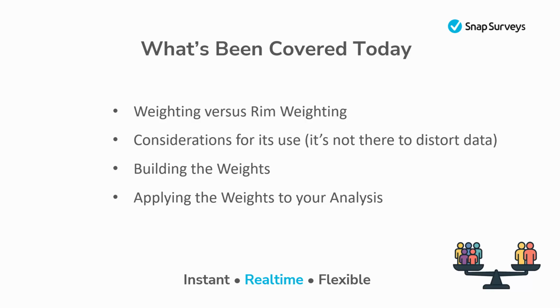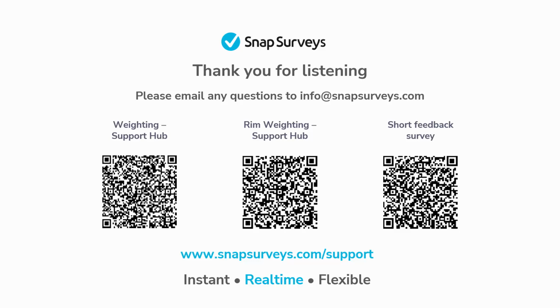Okay, that's everything I wanted to show you today. A very quick recap of what's been covered. We've talked about why rim weighting is likely to be more useful than standard weighting. We discussed the reasons why you might use it, and hopefully I've stopped you from using it in a way that might be deemed unsavoury. And we've had a look at using those weights on individual tables and charts, and also how to apply them to your reports.